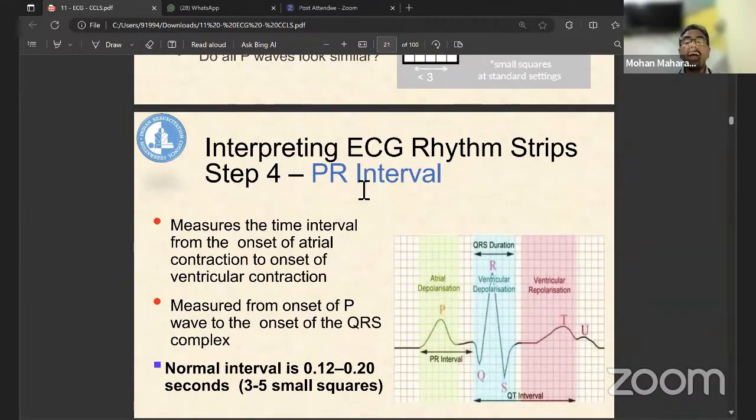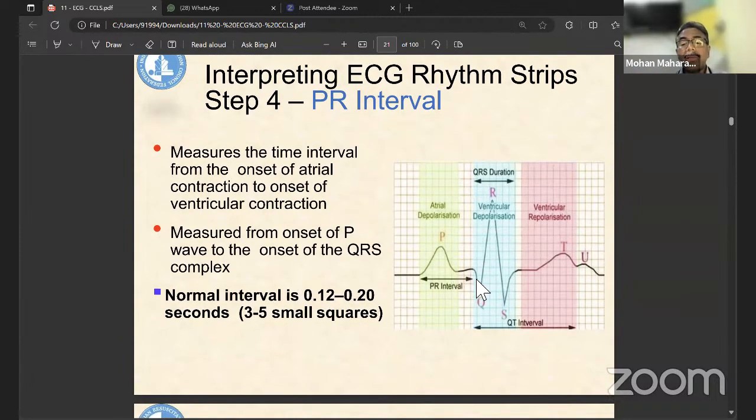Now, coming to the PR interval. What is the PR interval? It measures the time interval from the onset of atrial contraction to the onset of ventricular contraction. Look at it here. Please forget this white strip, because the black line is just to show how the colors split, otherwise the calculations become difficult. If you look at it, 1, 2, 3, 4, 5, 6, it should be 3 to 5 small squares in the color coding.